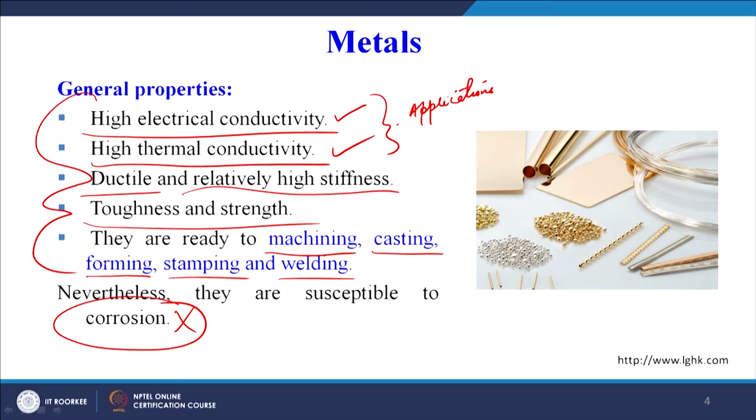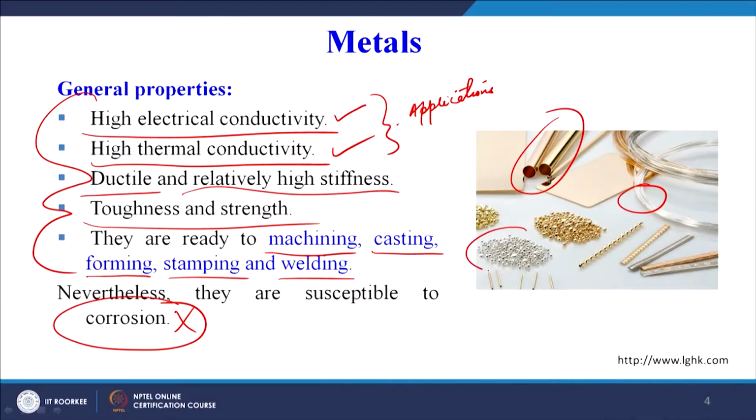All processing techniques are available for processing of metals, and the other characteristics that we have already listed, good thermal and electrical conductivity, ductility, malleability, all these properties make metals an important engineering material. Now here we can see some of the applications also. These rods can be made easily from metals, these thin wires can be made from metals, and these are the metallic powders which are shown here. Threads can be cut in the metal.